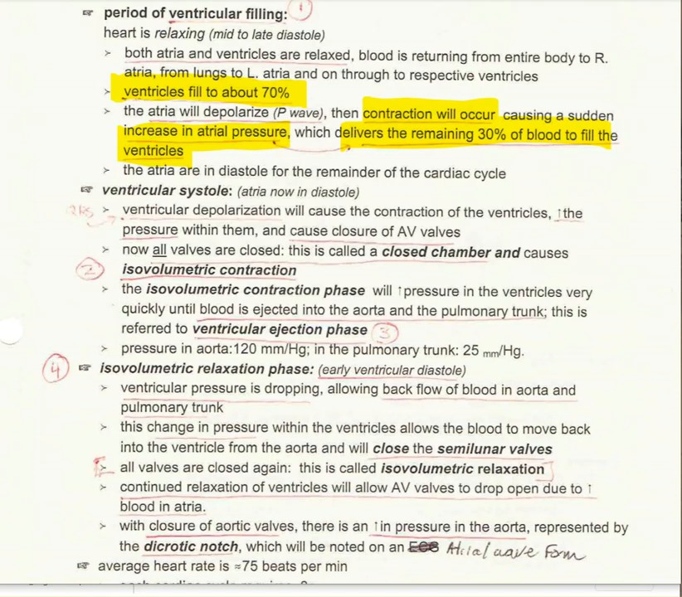Okay, so if we look over, what will happen is we're going to do that contraction. That contraction is going to close the AV valves, and then for a brief moment in time, all valves are closed, and this is called a closed chamber and causes isovolumetric contraction. Okay, so as we contract the ventricles, the pressure increases. This closes the AV valves, right? Because blood gets forced upward and those valves lock in place. Now all the valves are closed, and we call this a closed chamber, and we get our second step, isovolumetric contraction. Okay, so now let's look at that and talk about some of the things we just mentioned there.